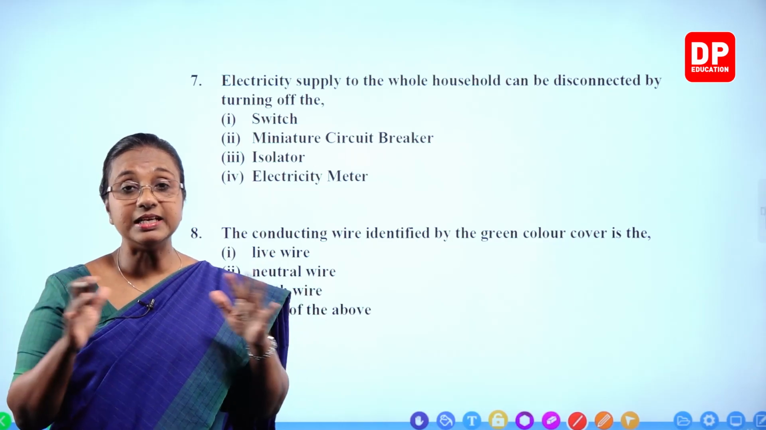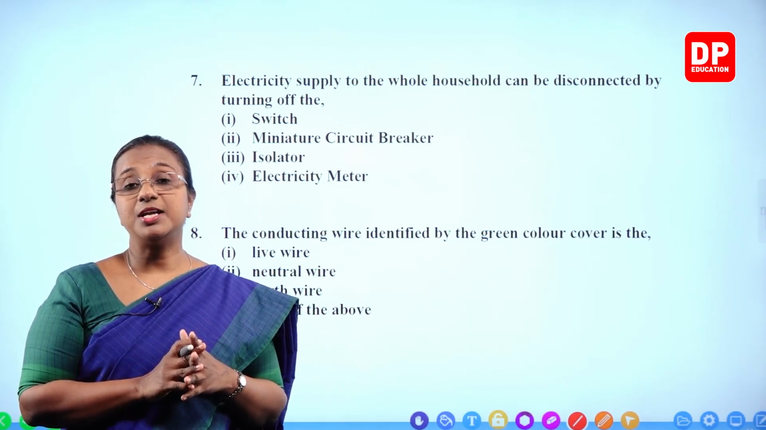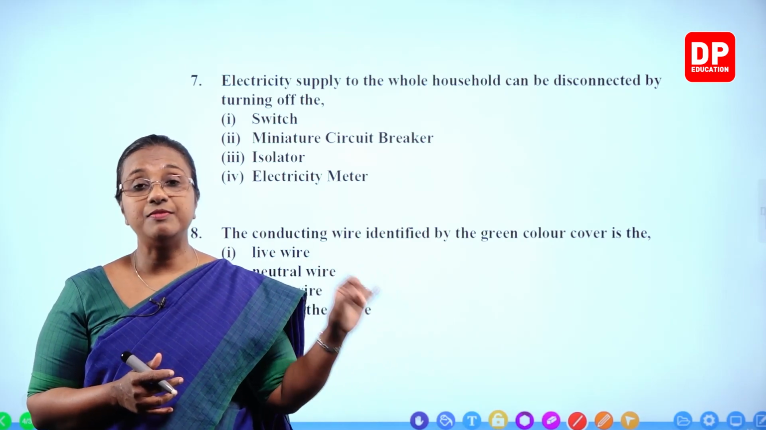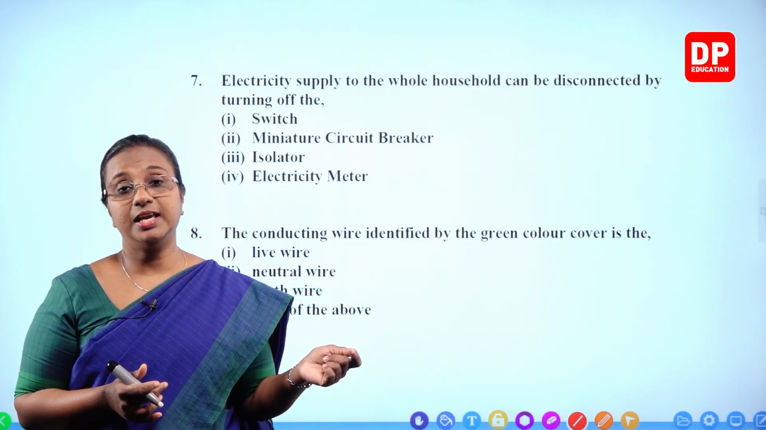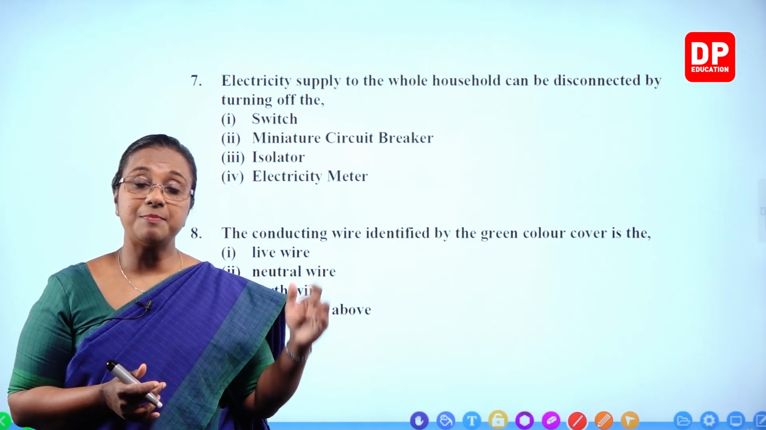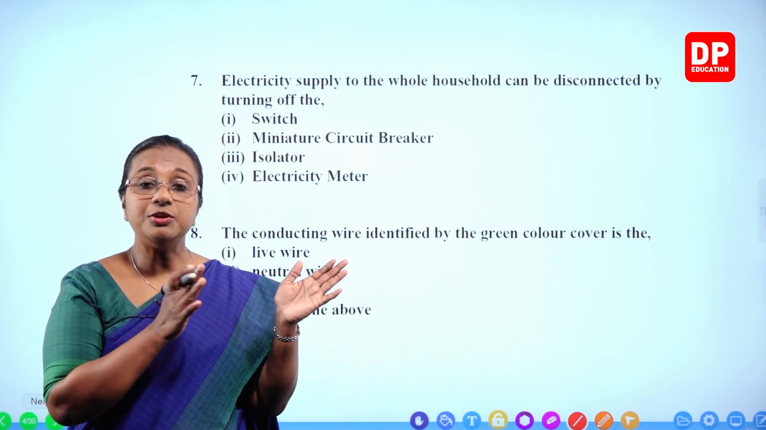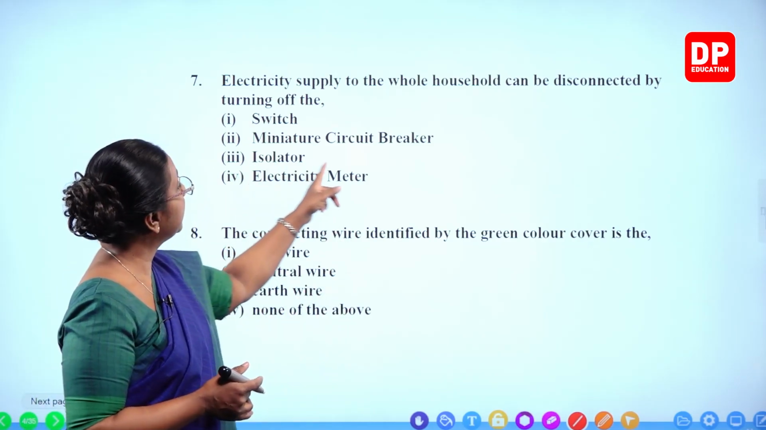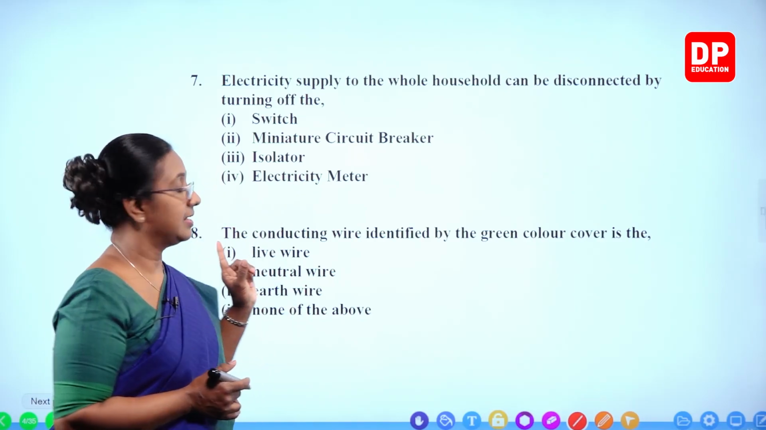MCBs are present inside the distribution box, and from the distribution box, electricity is supplied to different parts of the household. So if there is excess current flowing through that particular part of the circuit, the miniature circuit breaker will cut off the electricity supply to that part of the house only, not the whole household. Then we have the isolator.